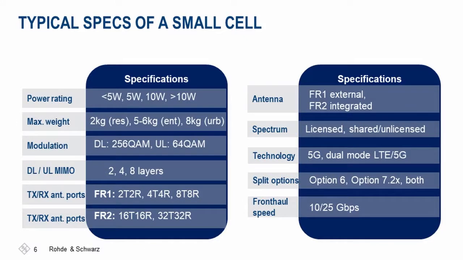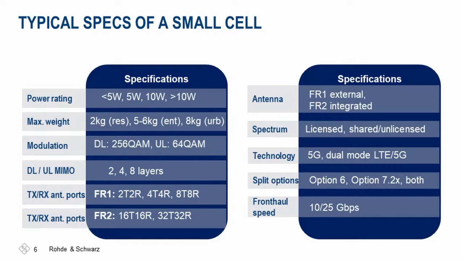Then some typical specifications of small cells. Here you can see the power rating, the maximum weight of a small cell ranging from 2 kgs to 8 kgs, and then the modulation scheme in downlink, the 256 QAM, uplink 64 QAM, and then the MIMO layers in downlink and uplink going up to 8 layers, and transmit receive antenna ports going up to 8T, 8R configuration in FR1, and then in FR2 up to 32T and 32R. And then when it comes to the antennas, the FR1, it's external, and for FR2, it's integrated.